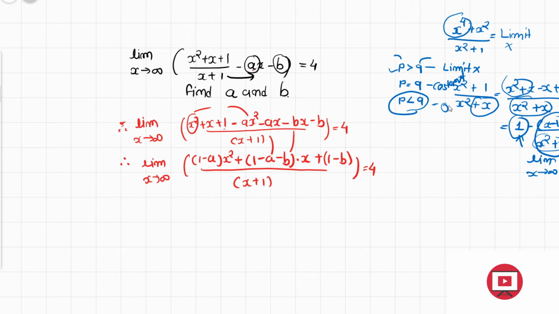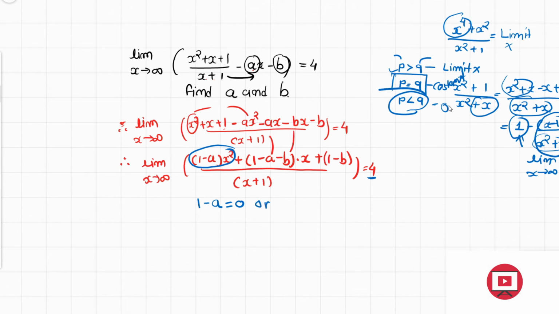So here to get the answer 4, we have just one condition, p is equal to q. So we will try to make the power of numerator and denominator equal. Now to do that, we need to eliminate this x square term. So to eliminate x square, we can replace 1 minus a with 0, that is, 1 minus a is equal to 0.